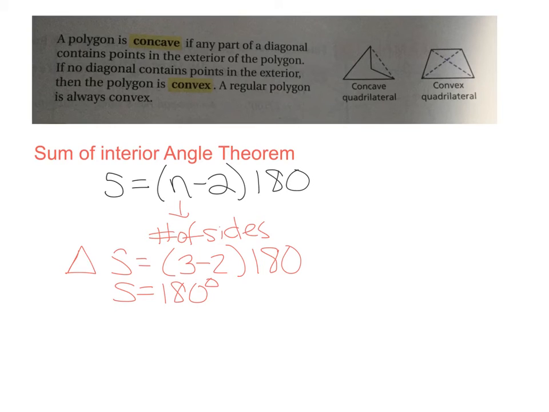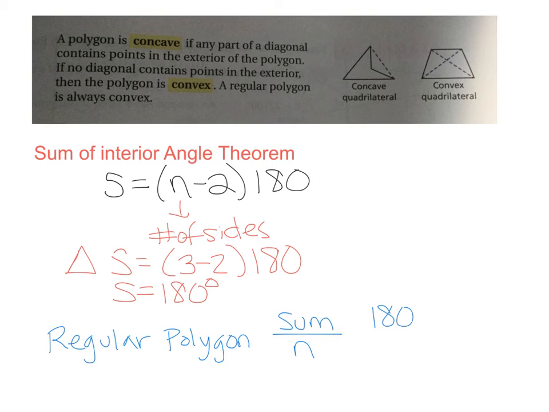If you have a regular polygon, you can find each angle by taking the number of degrees in the triangle, so the sum, and divide by n, the number of sides. So for instance, in a regular triangle, it would be 180 degrees divided by 3, this is for a triangle, which would tell us that each angle in an equilateral or equiangular triangle is going to be 60 degrees. Again, we already knew that, but this is where these ideas come from. These theorems are proving this.